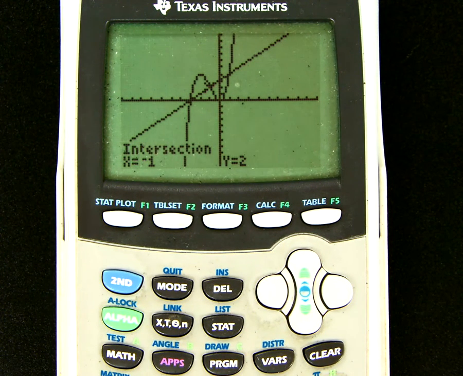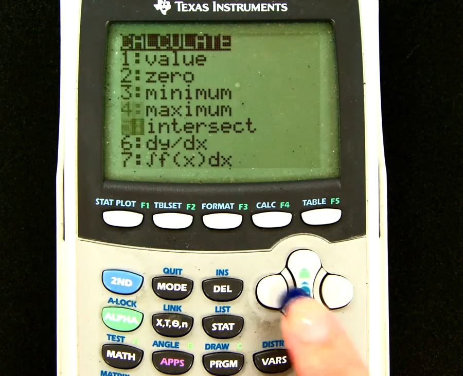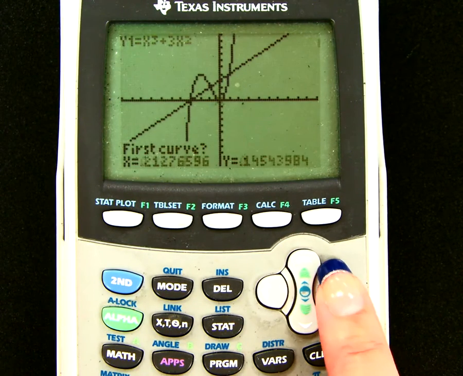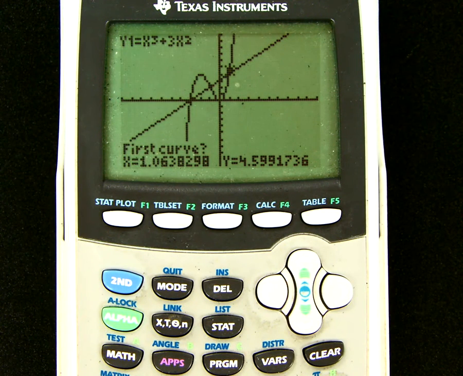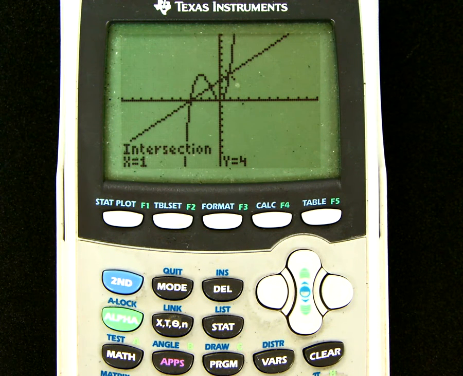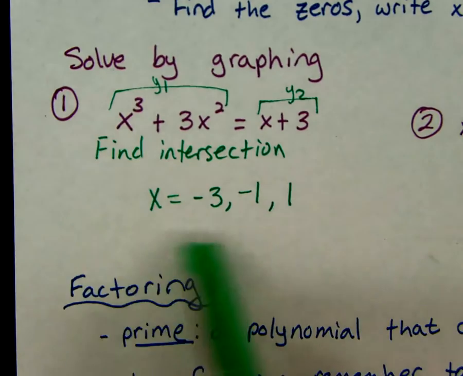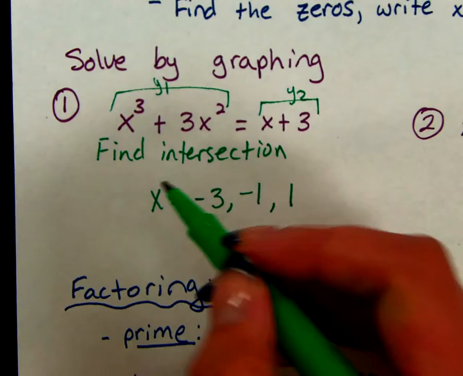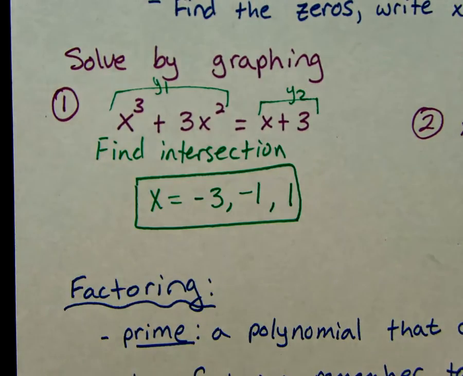And then one more time, so second trace, select the 5th option that says intersect, move our cursor to that 3rd intersection point, so somewhere in this area, and then we're going to press enter 3 times. So enter, enter, enter. And our final answer is a +1. Okay, so again, I just wrote down the answers as we found them. So these are the solutions, so the x values of that equation.